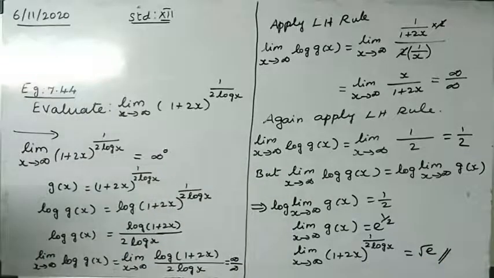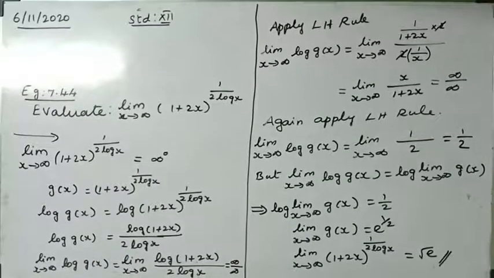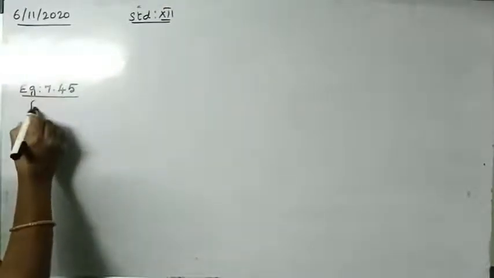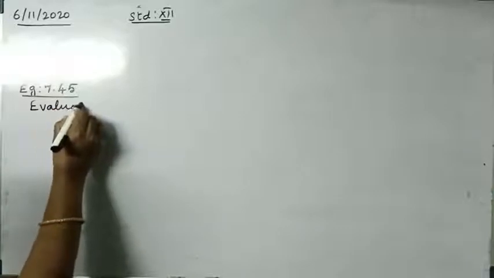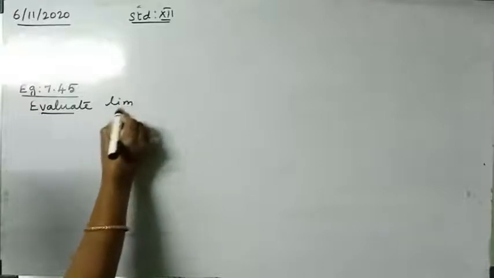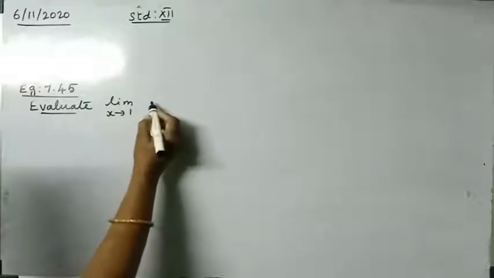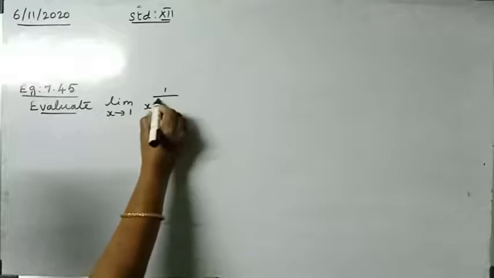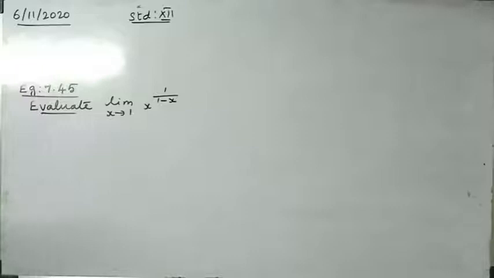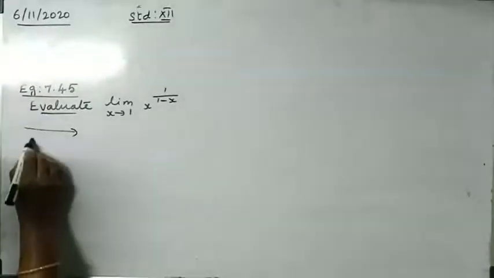Now let us go to example 7.45. Now example 7.45. This is the question. Evaluate the limit x tends to 1 of x power 1 by 1 minus x. Now at first take this question.